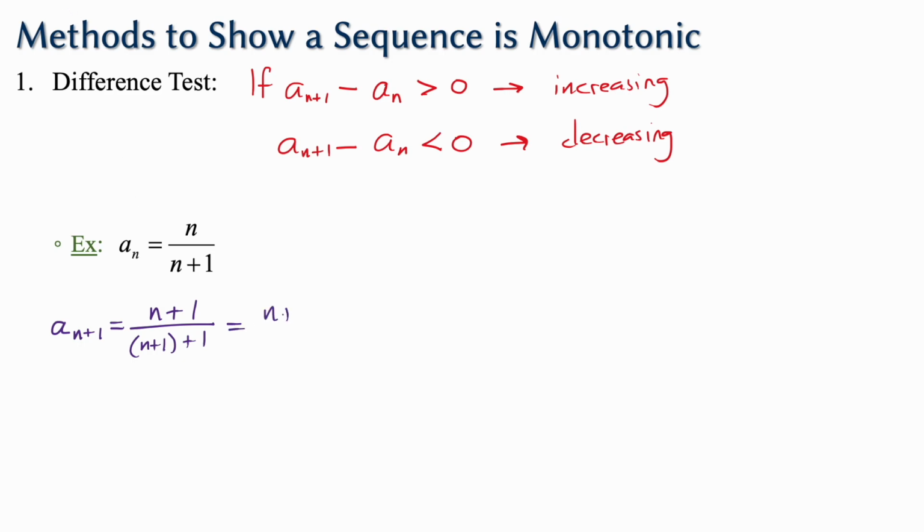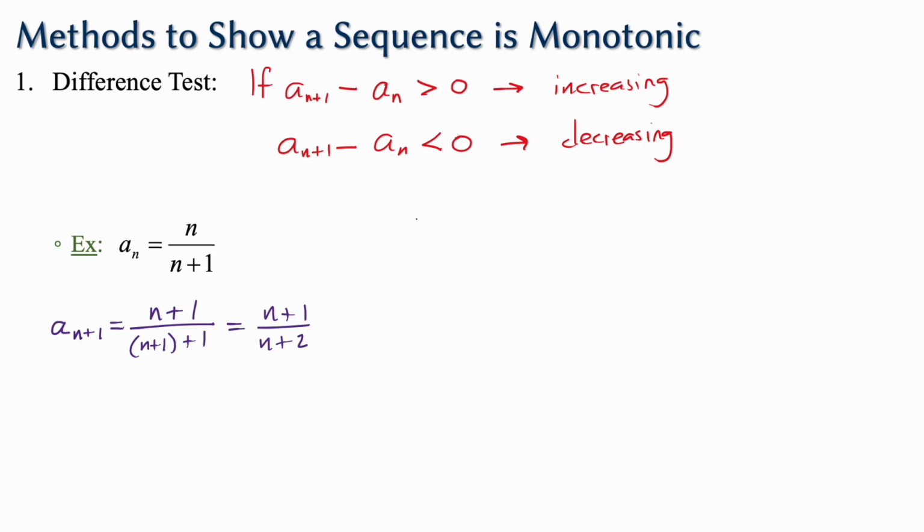So this becomes n plus 1 over n plus 2. This right here generically describes any given term in the sequence, and therefore this generically describes any term right after that. So again, what we want to do is subtract them. We want to take the n plus 1th term and subtract the nth term. If we get a positive value, we know things are getting bigger, and clearly if we get a negative number, then we know they're getting smaller. So let's go ahead and try it out.